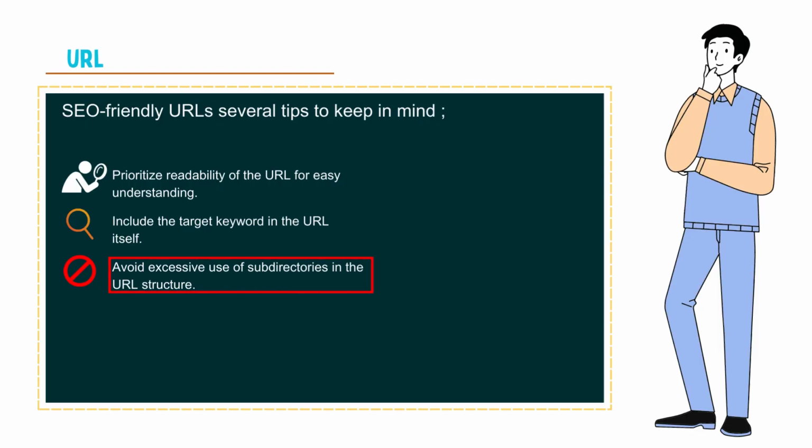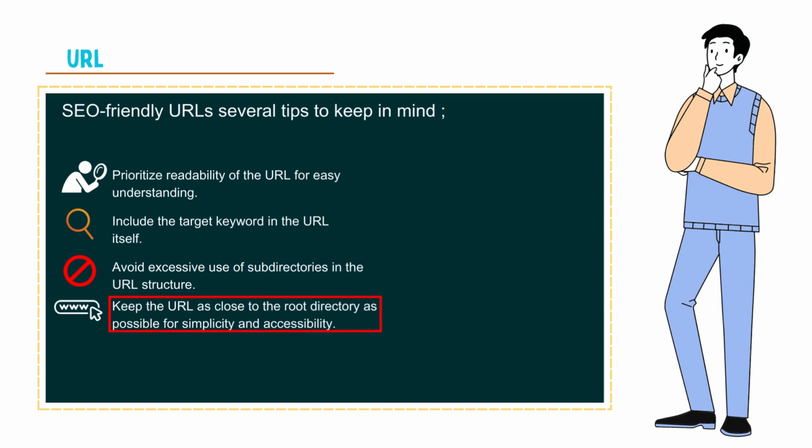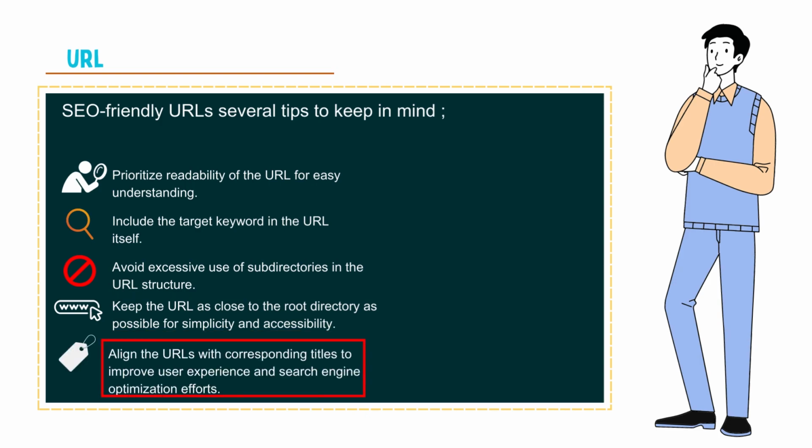It is also advisable to avoid excessive use of subdirectories within the URL structure. Keeping the URL as close to the root directory as possible enhances simplicity and accessibility. Lastly, it is generally beneficial to align the URLs with the corresponding titles, as this helps improve user experience and enhances search engine optimization efforts. Now, let's revisit our example.